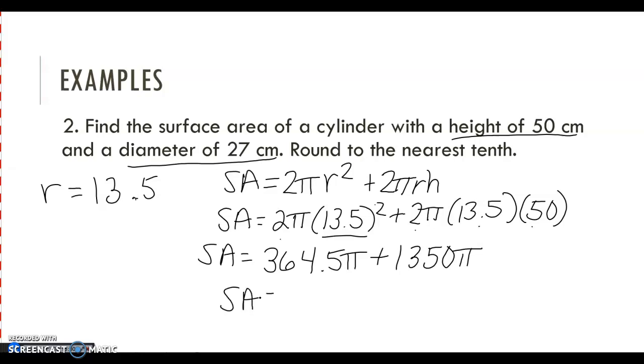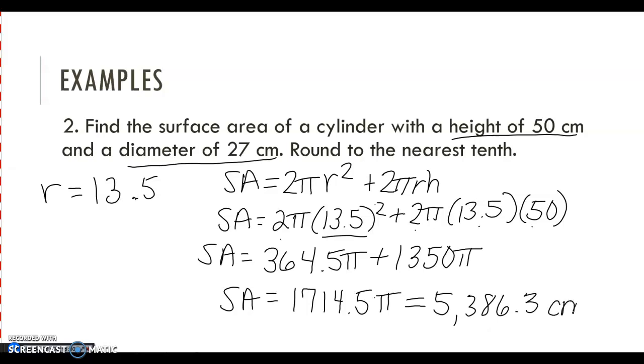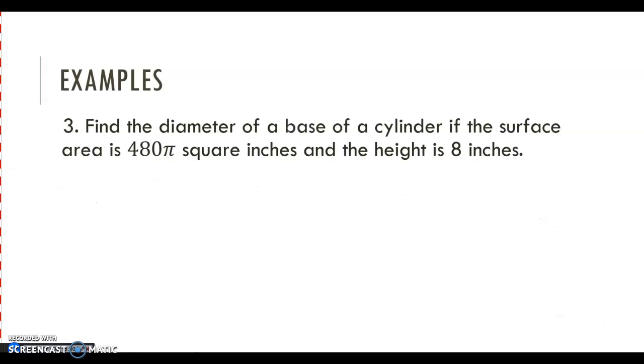So the exact surface area would be 1,714.5 pi, and rounded to the nearest tenth, that would be approximately 5,386.3 square centimeters for that surface area. Okay, now let's do a couple examples where we're working backwards.